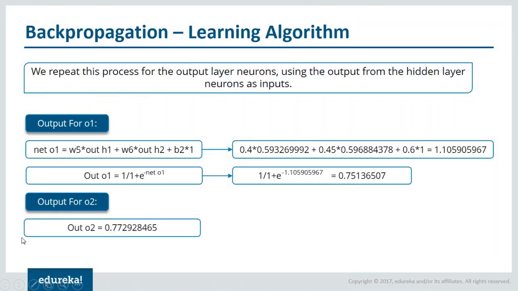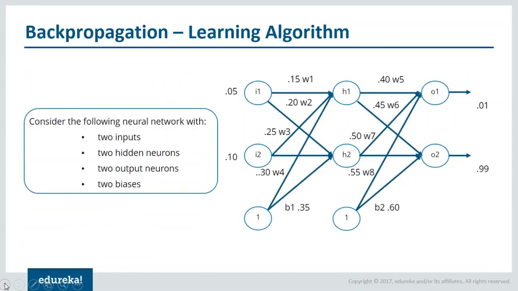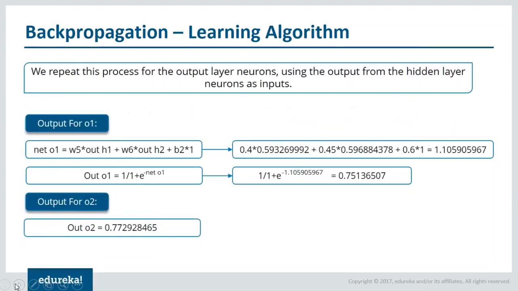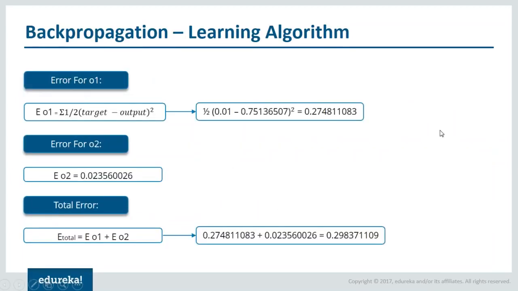Now, if you notice, this is not the desired output. Our desired output was 0.01 and 0.99. What we got instead was 0.75 and 0.77. So we need to update the weights. For that, we're going to calculate the error. The error for output O1 is the sigma of 1/2 (target minus output) whole squared. Target is your desired output and output is your actual output. So the error of the O1 neuron will be 0.278. Similarly, for O2 it will be 0.023. So the total error comes down to 0.29 something.